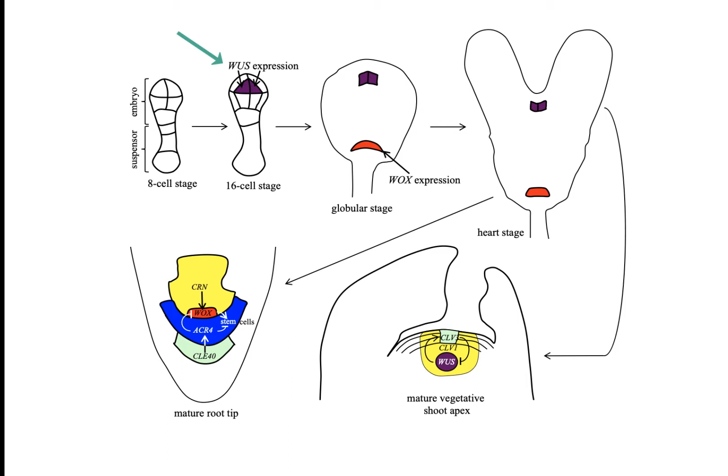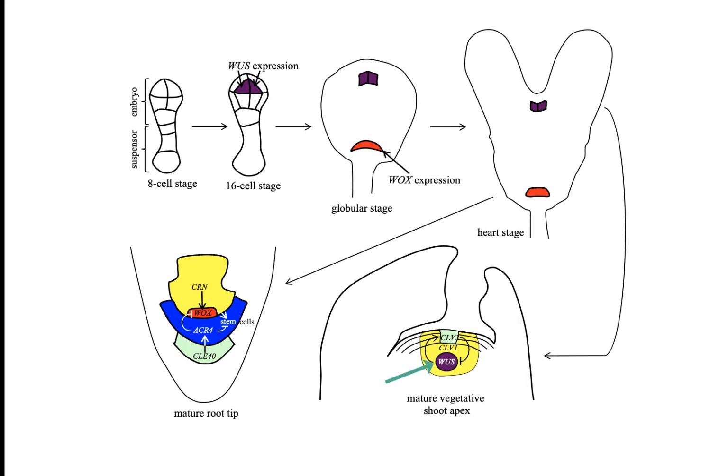One is called WUS, which is one of the initial genes to turn on to control the formation of the shoot apical meristem. And then WOX down below turns on very early to start out the development of the root apical meristem.